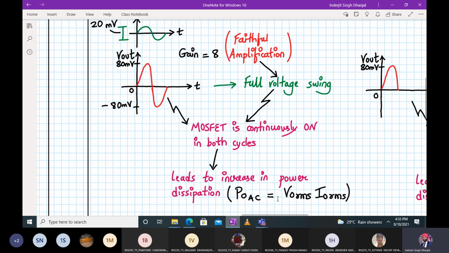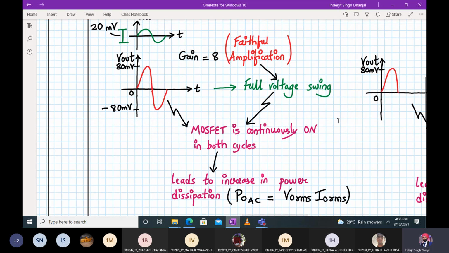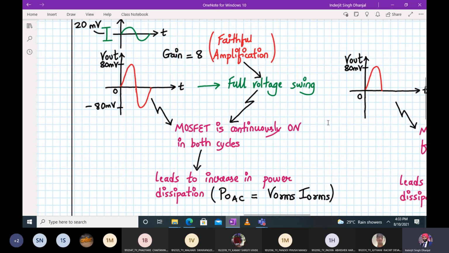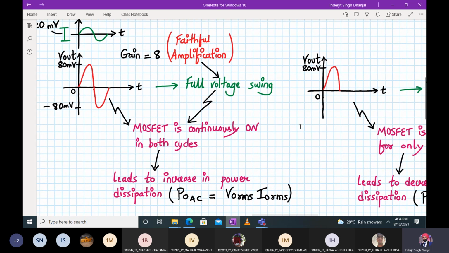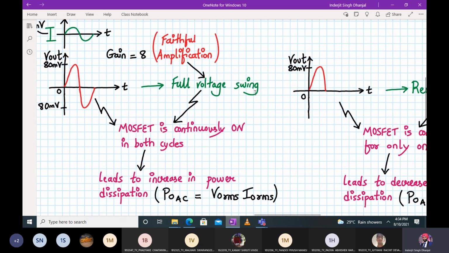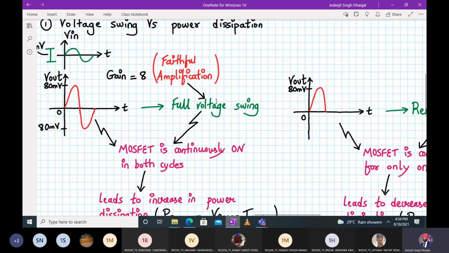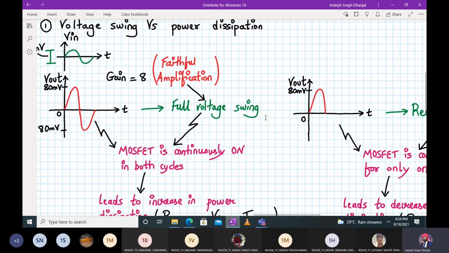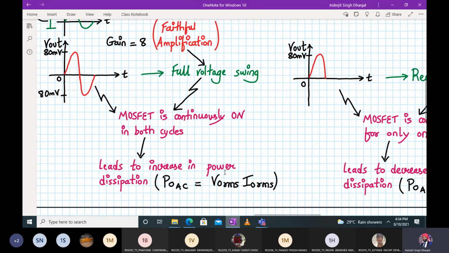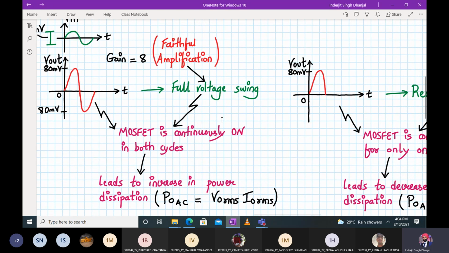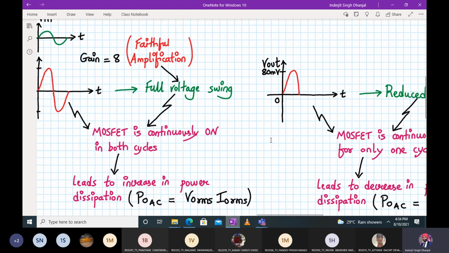Now, what is the AC power dissipation given by? VORMS into IORMS. I hope you know this formula. This is the power dissipation formula. And let's say that you don't have this full voltage swing. If my voltage swing is large, my power dissipation also will be large. Agree? Because we have full VORMS and IORMS, maximum values.